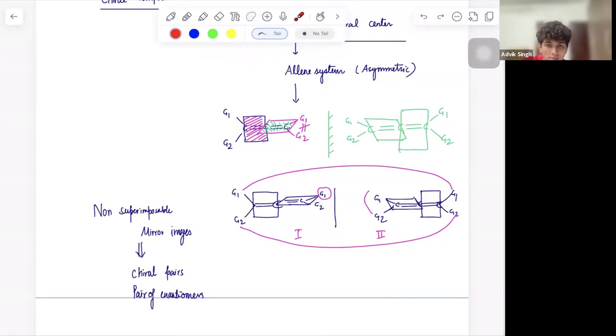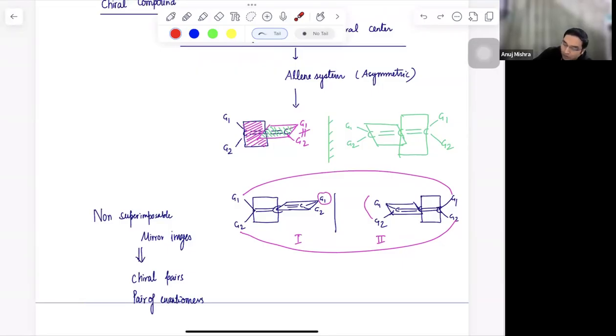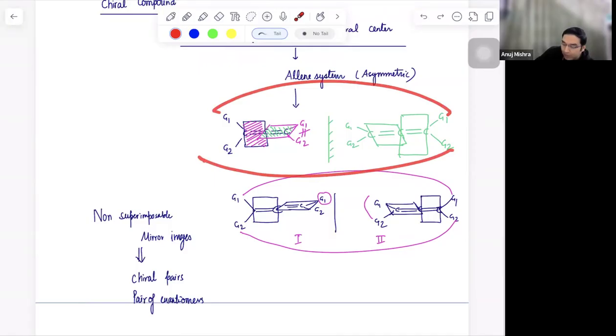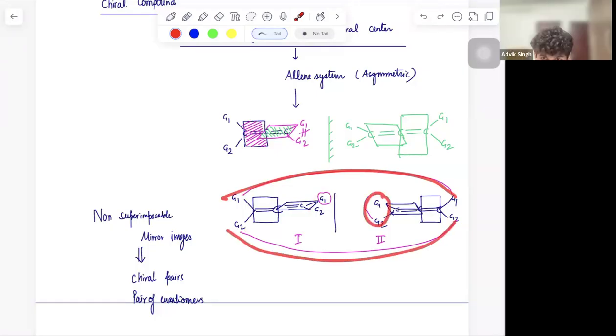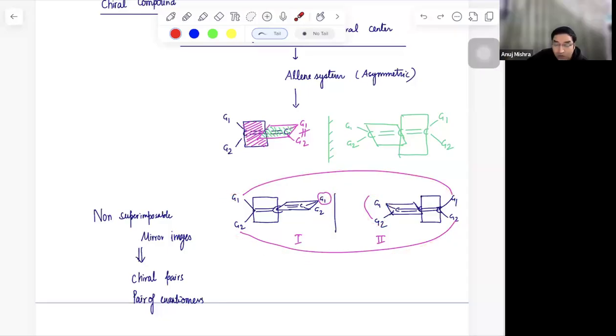Can you repeat once the part after you drew the mirror image? If you try to keep this mirror image on the actual compound, it will not superimpose. G1 comes on G1, G2 comes on G2, but see this G1, G2 part: here G2 will come, here G1 will come. Can you observe? They're not coming one above the other. They're not overlapping. Look at the second example, G1, G2. Let's try to put it here. G1, G2 overlap. But will this G2, G1 come on top? G1 on G1 and G2 on G2? The answer is no. Just visualize.